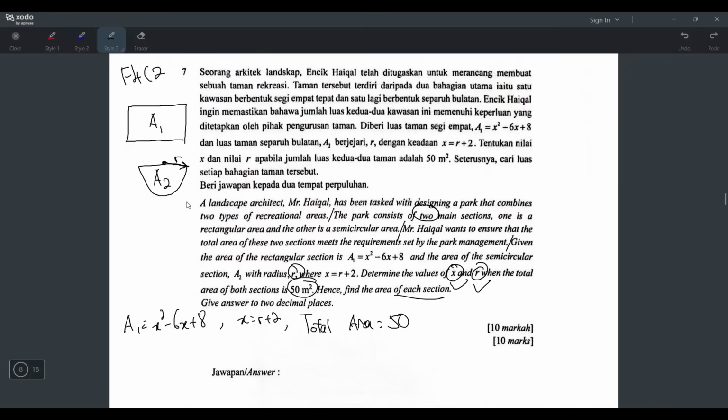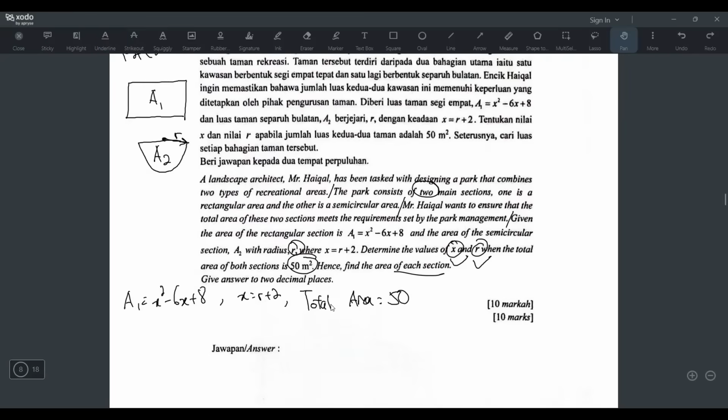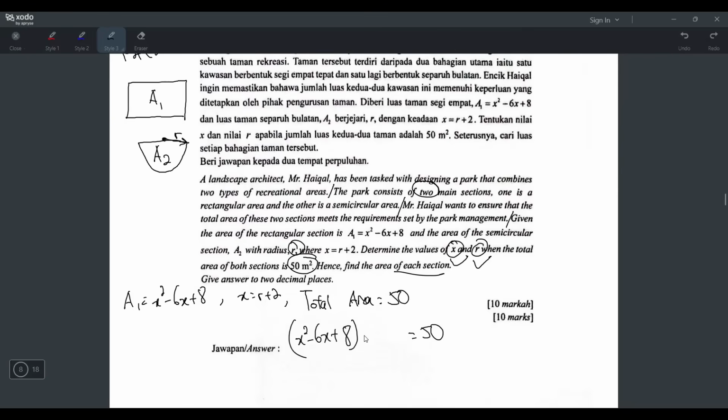Okay, let's find the x and r first. So how do you find it? I think I have to use this information because they say the total area is 50, and we all know the area of the rectangle already is x squared minus 6x plus 8. So I can just put that in. But you have to add the semicircle, right? The area of semicircle A2, they never give us the equation, so we have to write it ourselves. We know how to find the area of a circle, right? Area of circle is pi r squared. You learn this in maths, from Form 2, Form 3. But this one is a semicircle, so it's 1 over 2 pi r squared.